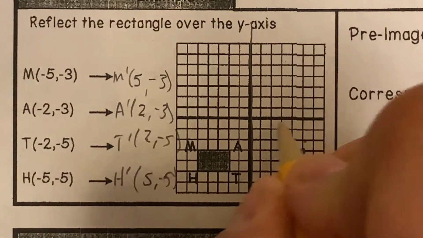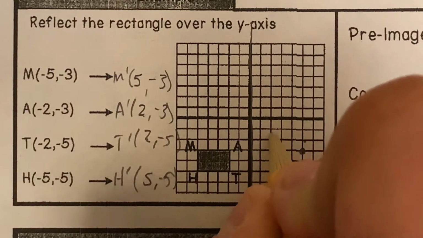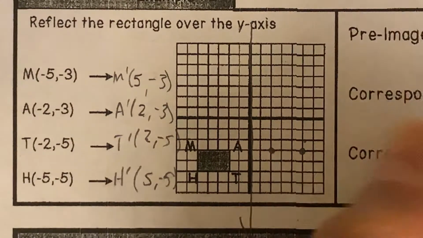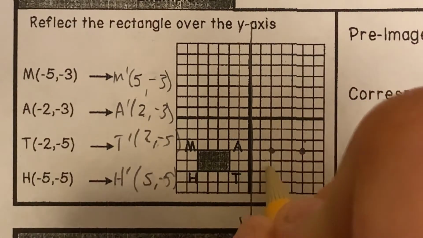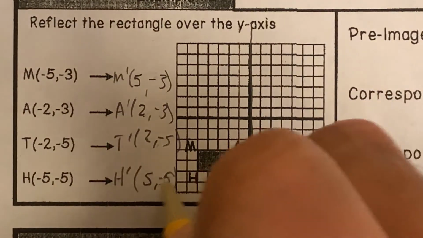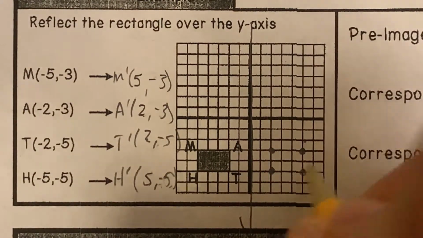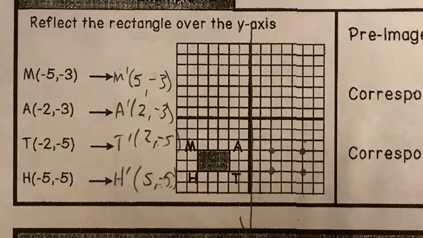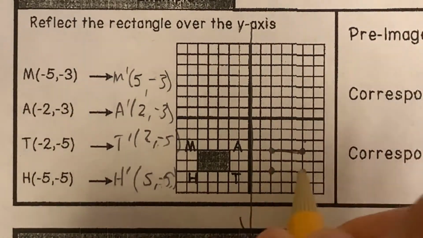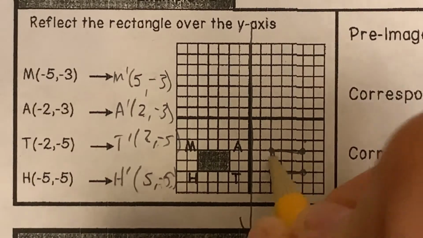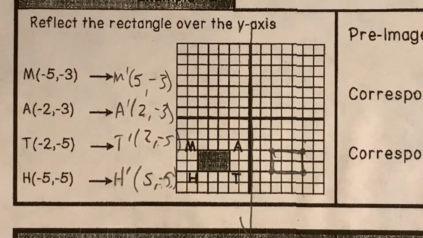2, -3. 1, 2. -3 is right there. 2, -5 right here. And 5, -5 right there. You can kind of see the outline of that now. And if I darken it up just a little bit for you, you can really see it better. You can see now all that did was just kind of flip over across here.